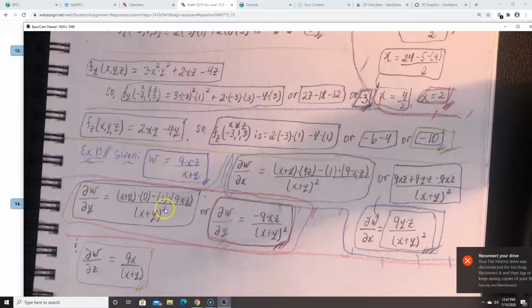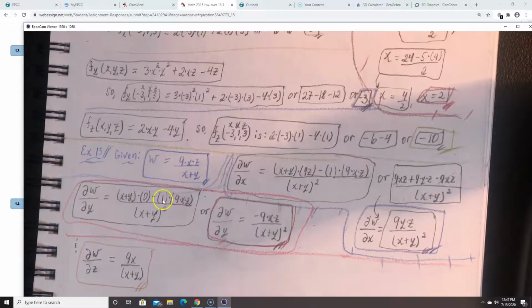So we get the denominator squared again, like we did over here. And now in the numerator you have the 4 grouping symbols we have to fill in with the subtraction sign in between. So it's the original denominator, x plus y, times the derivative of the numerator with respect to y, but there is no y in the numerator. So these are constants. 9 times a constant times z, a constant, is some new constant, some number. And the derivative of a number by itself is 0. So that's why you see the 0 here.